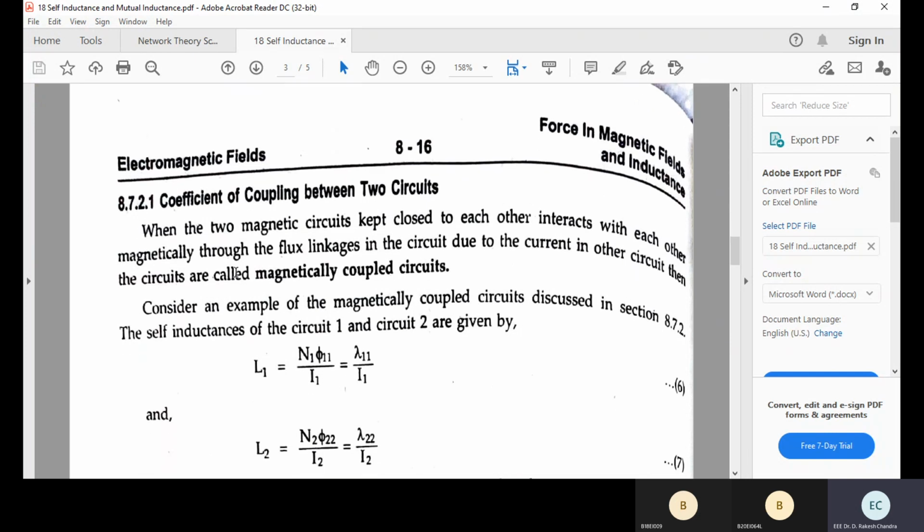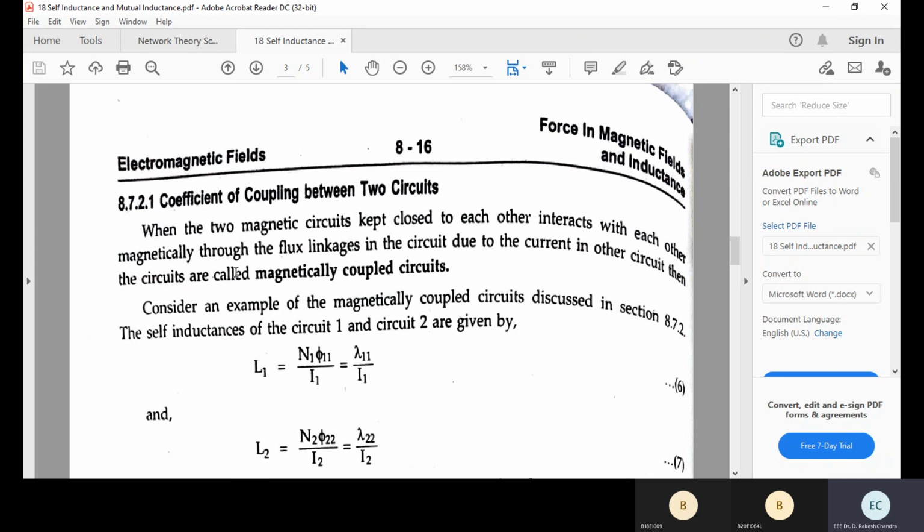What is the coefficient of coupling between two circuits? When two magnetic circuits kept close to each other interact with each other magnetically through the flux linkages in the circuit due to the current in the other circuit, then these circuits are called magnetically coupled circuits. What do you mean by magnetically coupled circuits?